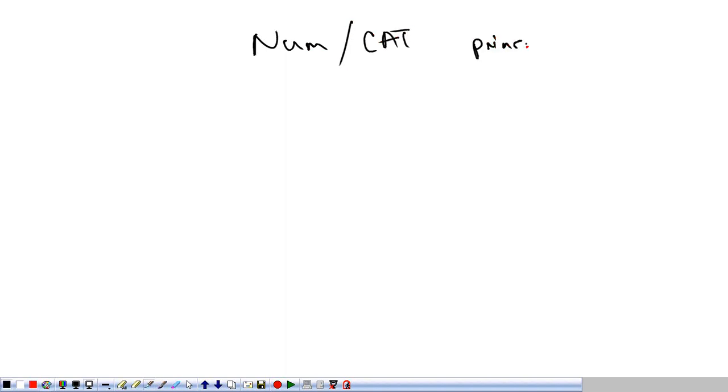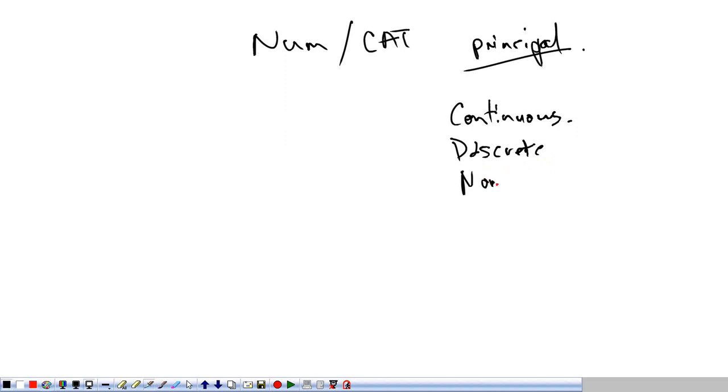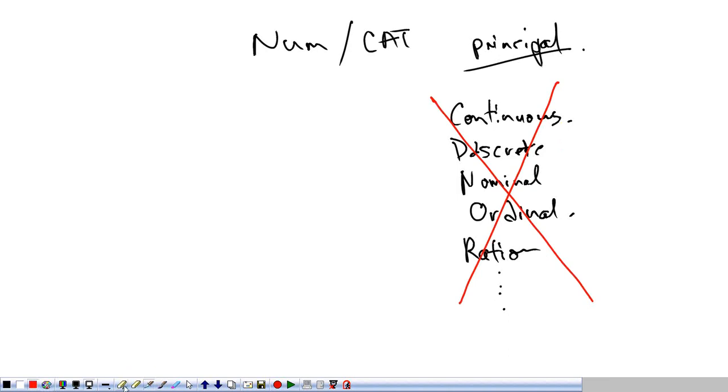Now, I talked to a lot of people. When I learned this stuff, I learned all sorts of things about data. I learned that there's continuous data. I learned that there's discrete data. Let's see if I can spell it right. I wrote it sloppily enough so you can't tell. Old trick. I learned that within discrete data there's nominal data, there's ordinal data, there's ratio data, and on and on. And here's the thing to remember right here: I don't care. Okay? I don't care.